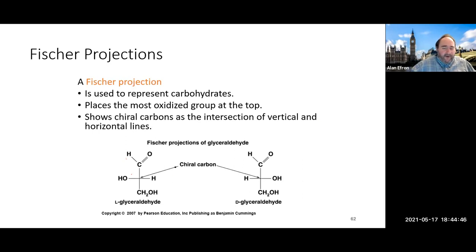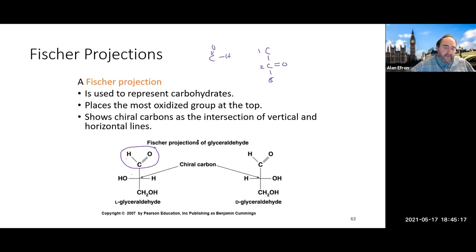As I mentioned before, a lot of times carbohydrates are drawn in a line structure, almost like with no carbons labeled. Again, we put the most oxidized group towards the top. In the case of an aldose, that's going to be your aldehyde group. In the case of the ketose, that's going to be carbon 1, with the carbon-oxygen bond being carbon number 2. We show the chiral carbons as intersections of the vertical lines.